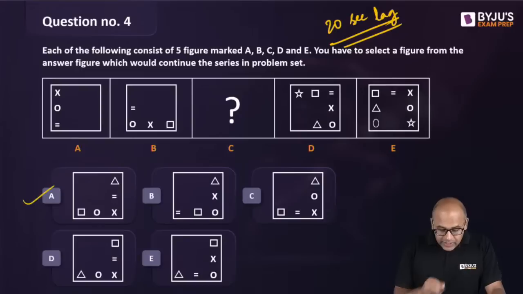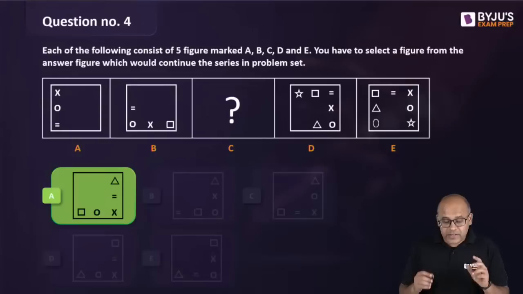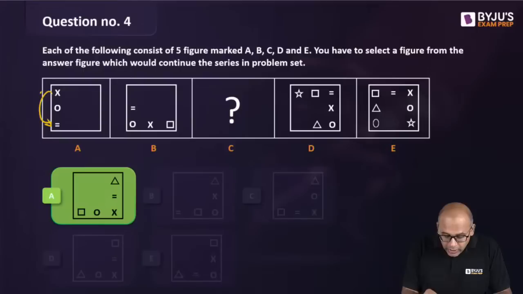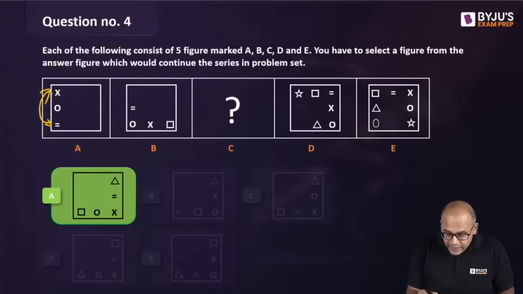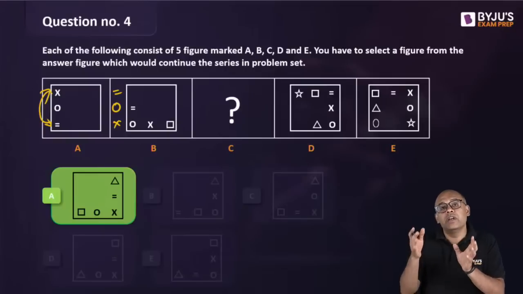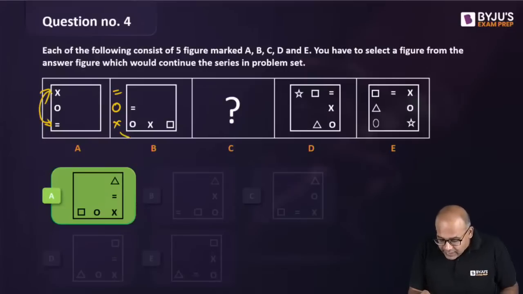The answer to this particular question is option A. So let's take a look at why it is option A and how we get this. First, the logic. What is happening here? We can see that these two got exchanged and they came forward. If they exchange, X is supposed to be here and O here, but it's not just an exchange. Exchange and then push everything one step forward. So X is coming here, O is coming here, and equal to is coming here.